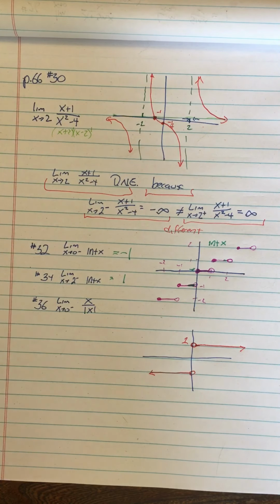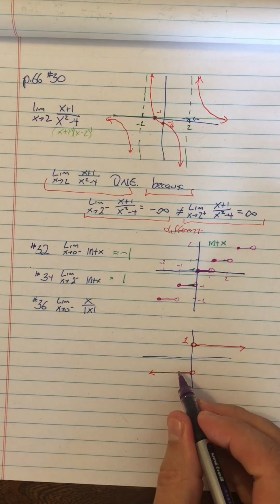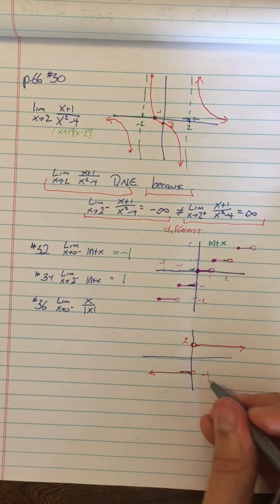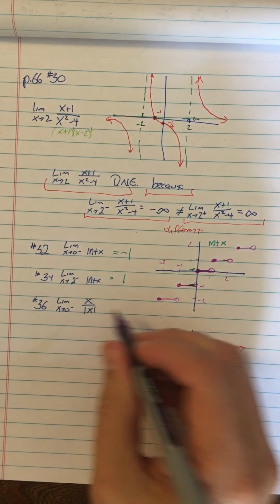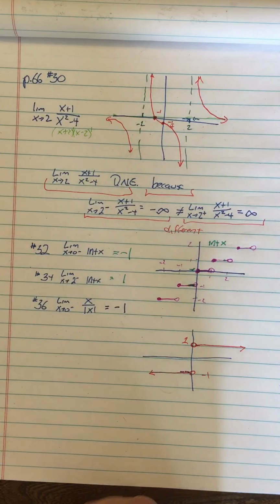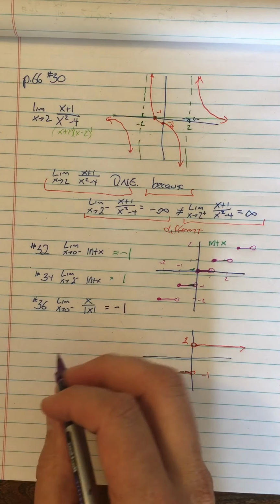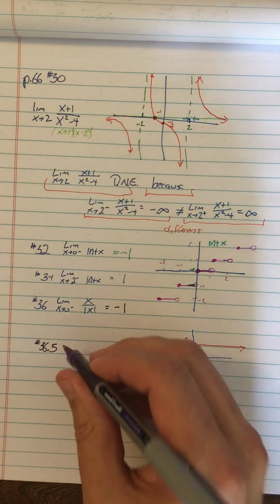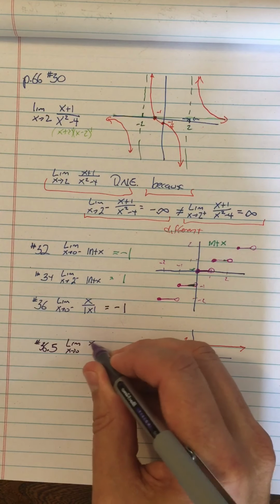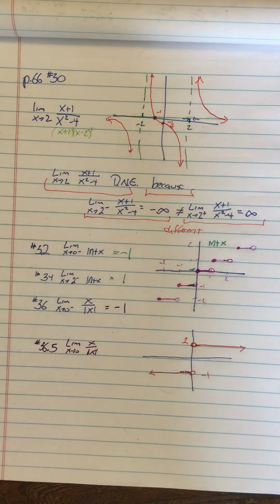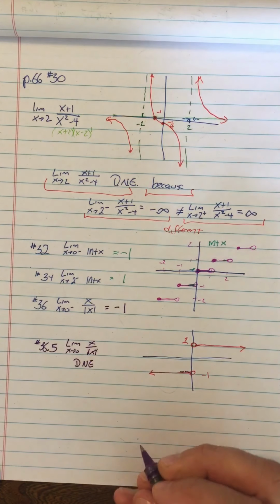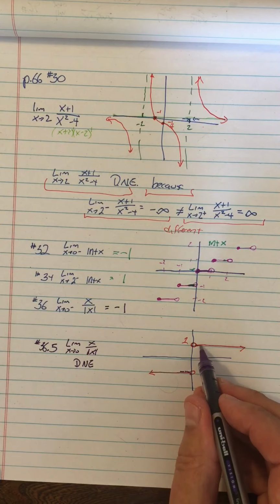So what is the limit as x approaches 0 from the left? If we're to the left of 0 and approaching from the left, my values are all -1. So the limit as x approaches 0 from the left is equal to -1. By the way, let me just ask a fun question that's not in the book. Let's call this number 36.5. What is the limit as x approaches 0 of x over absolute value of x? It does not exist because the limit from the left is not equal to the limit from the right.